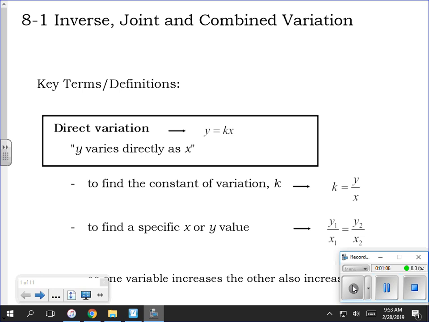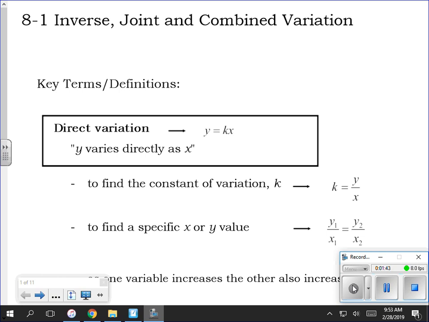Okay. So here's the deal. Every time I have a y value, if I divide it by an x value, I get the same number every time. That's direct variation. The idea is as one thing goes up, the other one goes up proportionally. As one item goes up, the other one goes up the same amount. The change is proportional, and that same amount is what my constant of variation is.